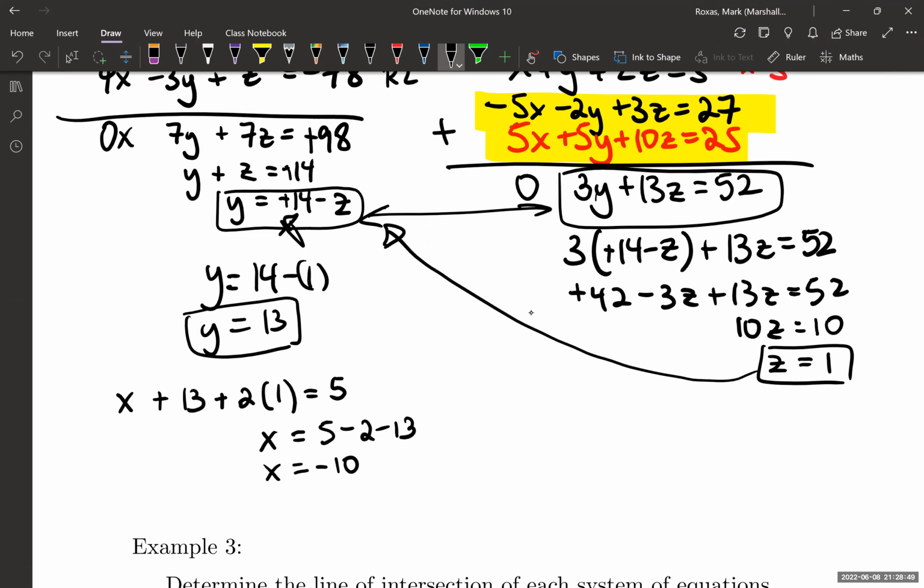So there's my point of intersection. So the intersection. I'm spelling this.